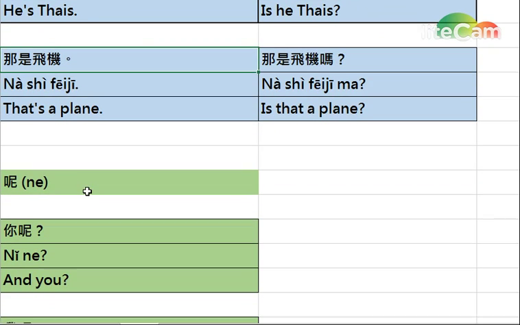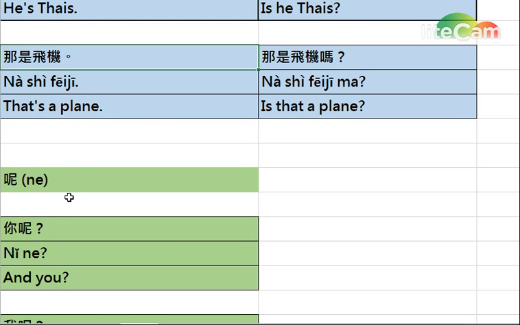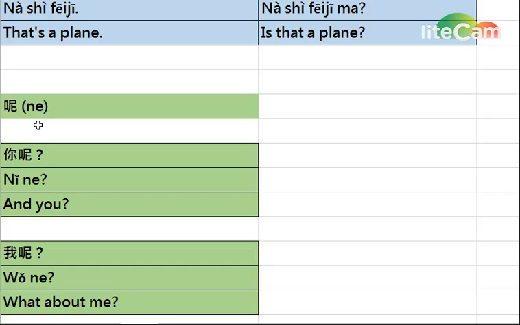And the second particle we are going to introduce is the particle ne. This particle is used more widely than the particle ma, but we will look at the most important use here. One of the functions of the particle ne is to form queries or asking-back questions. The most common use for the particle ne is probably to form simple queries.